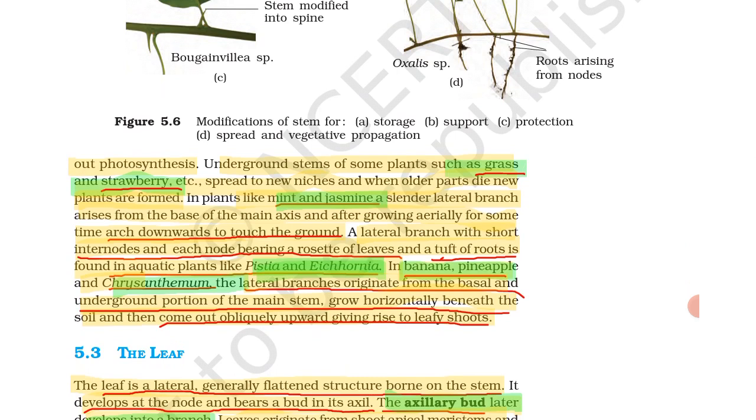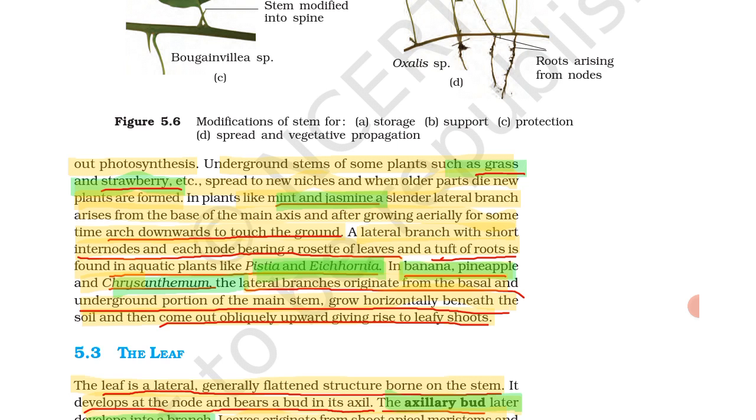The next is the underground stem of some plants such as grasses and strawberry, which spread into new niches. When the older part dies, new plants are formed. Whenever we take out the grass, the older part dies and a new part comes out. These are the examples of grass and strawberry.